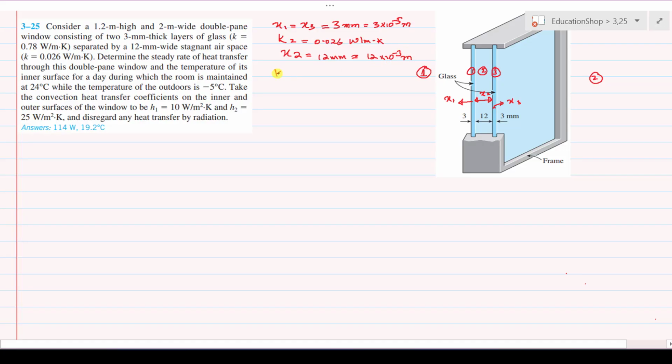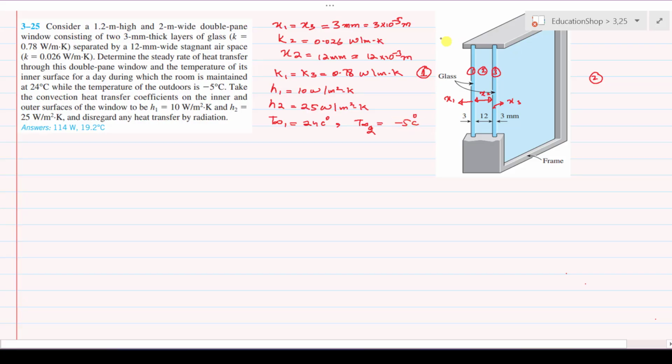The thermal conductivity of the first layer and the third layer is the same because it is glass, the same in nature, the same in dimension, and it is 0.78 watt per meter Kelvin. The convection heat transfer coefficient inside the window is h1, and it is 10 watt per meter square Kelvin, and h2 outside the double pane window is 25 watt per meter square Kelvin. The inside temperature of the room is T infinity 1, that is 24 centigrade, and the outside temperature is T infinity 2, that is -5 centigrade.